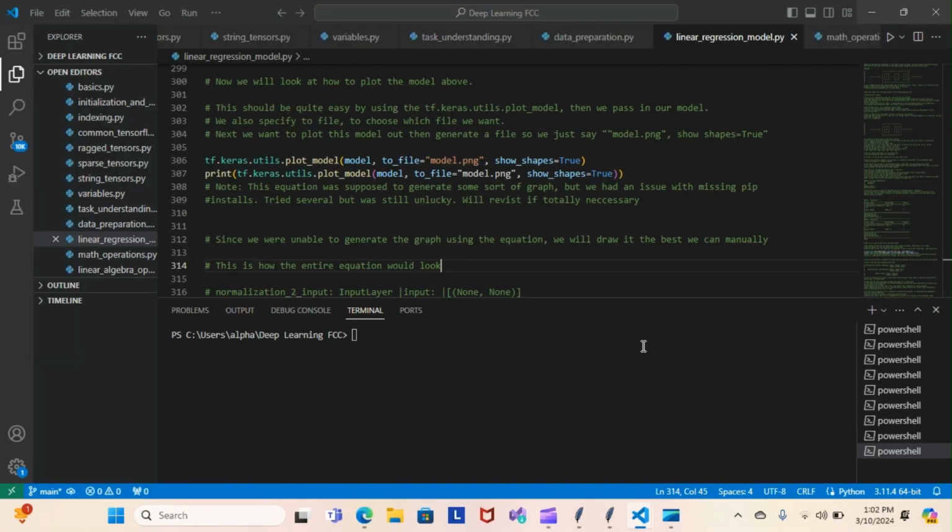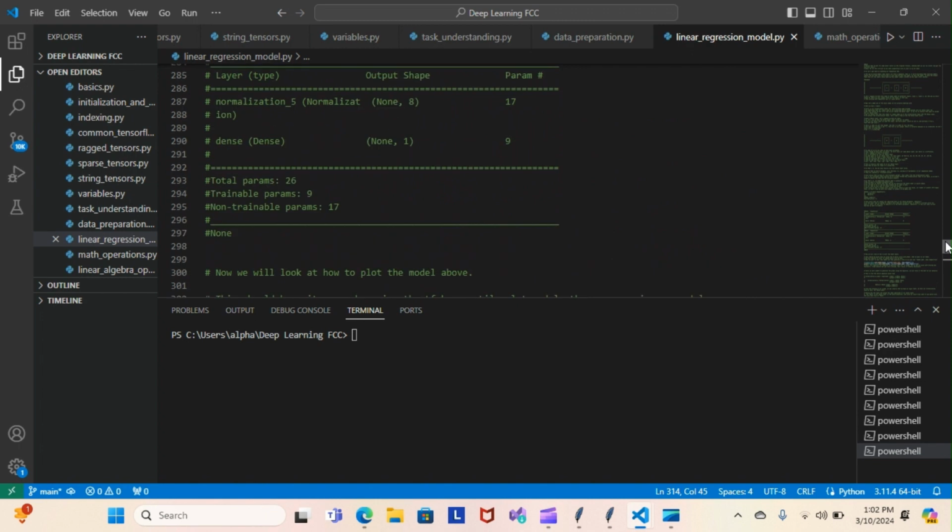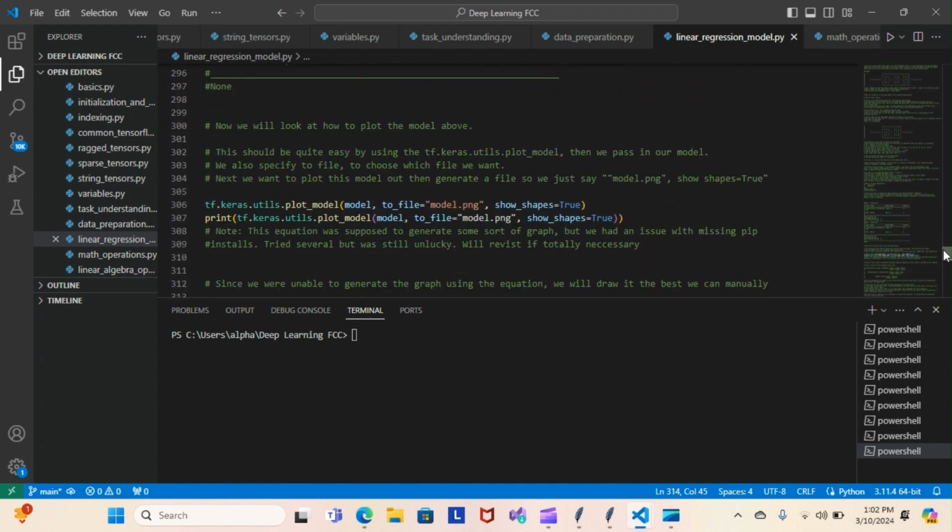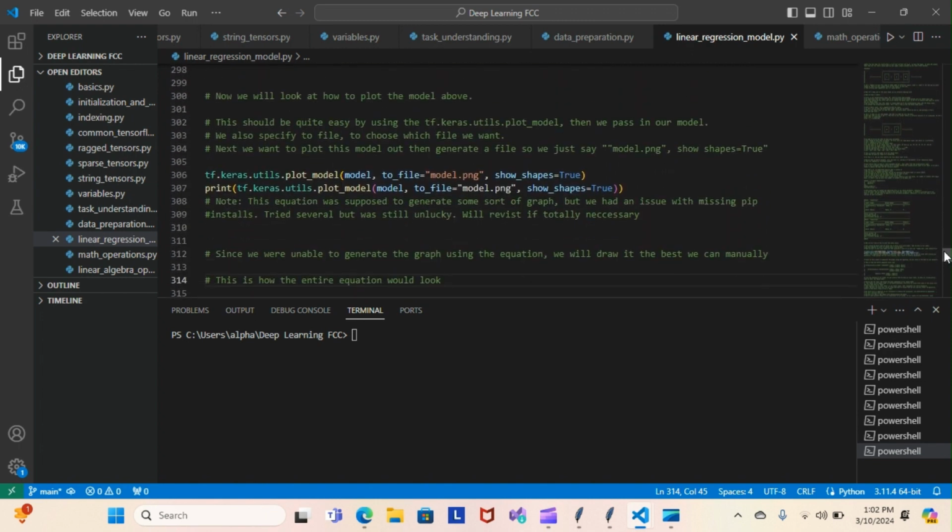Now, yesterday, if you recall, or last night, we did start implementing our models right there. Just to give you a quick look, we're just going to build off of that today and pick up where we left off. Now we will look at how to plot the model above.